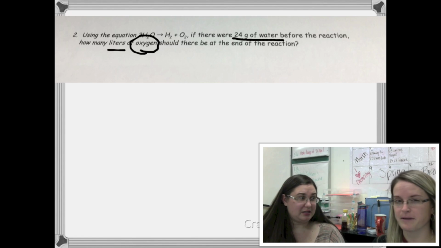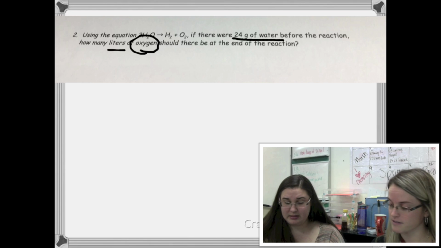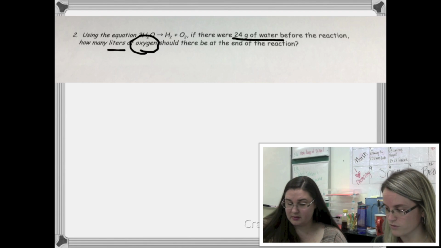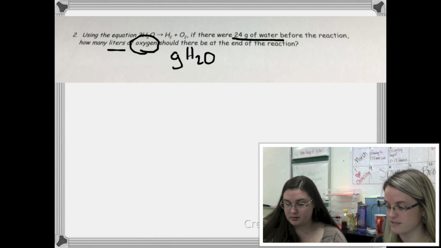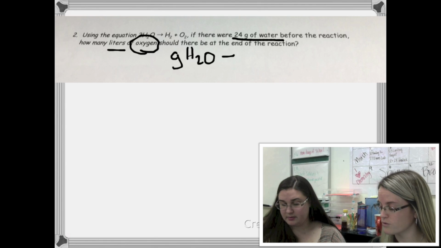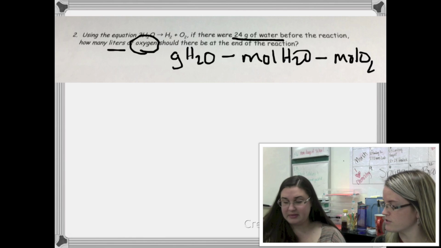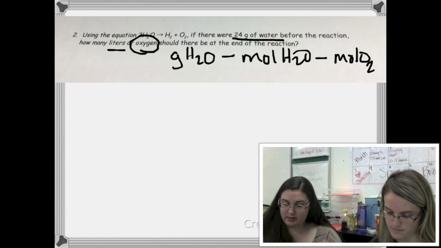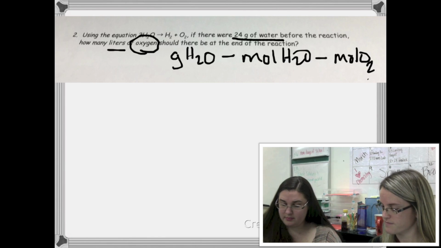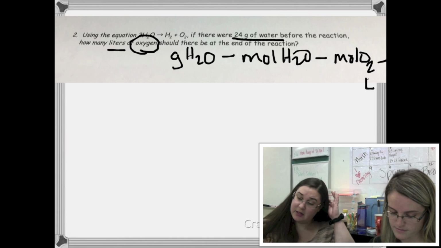So maybe we should map out our math at the top just to clarify this. We're starting with grams of water, and we need to get to moles of oxygen. So I go to moles of water. And then from there, I'm going to have to go to moles of O2. And then from moles of O2, I can go to liters, right?